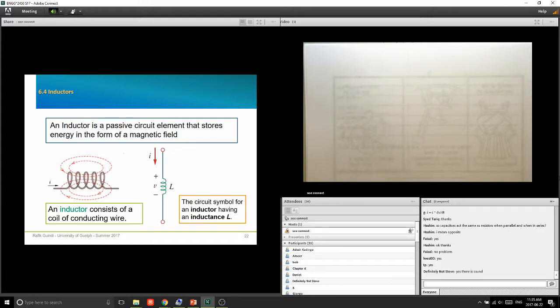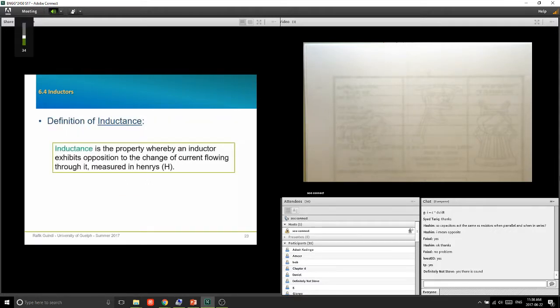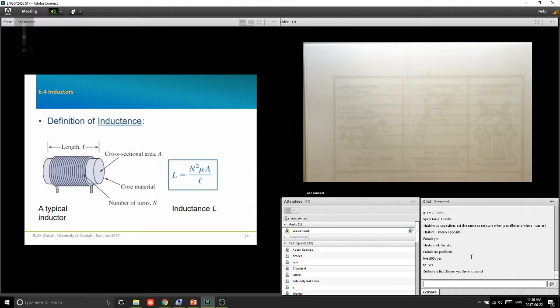So let's start. We looked at the capacitor last lecture. Today we're looking at the inductor, with the letter L for the Henry. And we said that the inductor, which consists of a coil of conducting wire, is passive and stores energy in the form of a magnetic field. So it's an energy storage element.